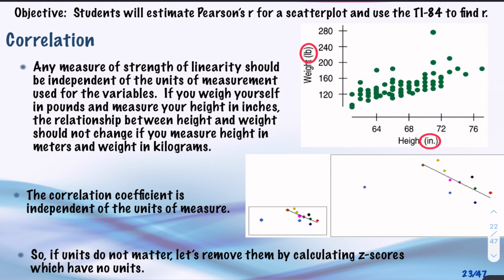So if you weigh yourself in pounds and you measure your height in inches, the relationship between height and weight should not change if you measure your height in meters and weight in kilograms. Now think, if we are trying to detach our variables from units, we should be thinking z-scores. The correlation coefficient is independent of the units of measure. So if the units of measure don't matter, let's remove them by calculating the z-scores, which we know have no units.